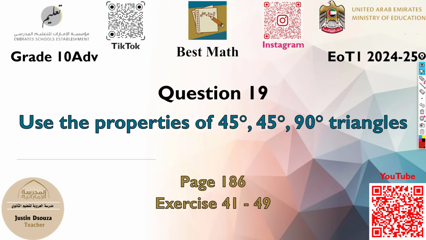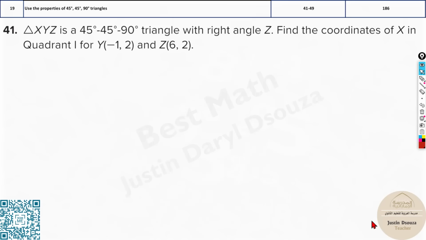We are to use special triangles. Now, what is this 45, 45, 90? This is a special triangle where it's a right angle triangle, and you have the other two angles as 45 degrees, and then 90 degrees. Here you can find the sides without any help of trigonometry, and easily you can use some rules to find the sides. Let me tell you.